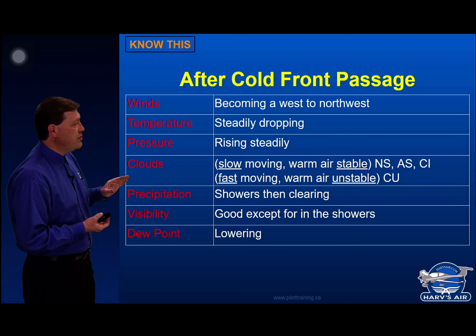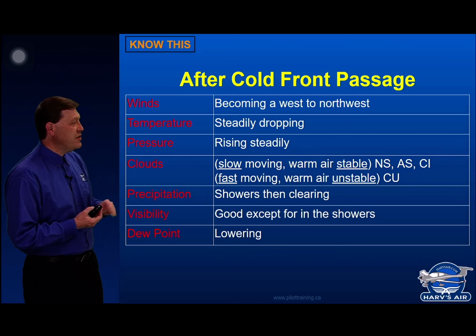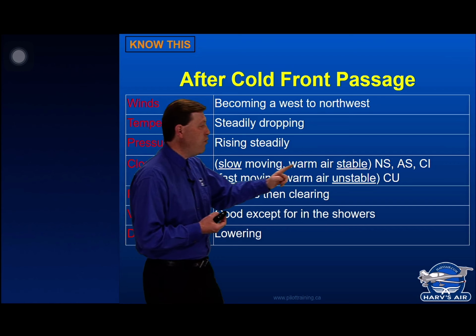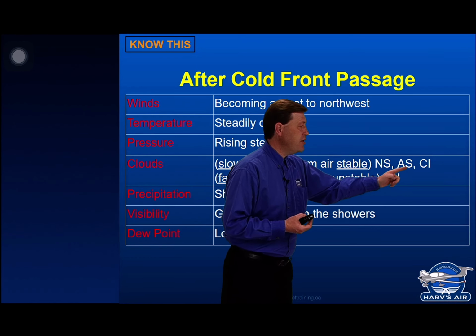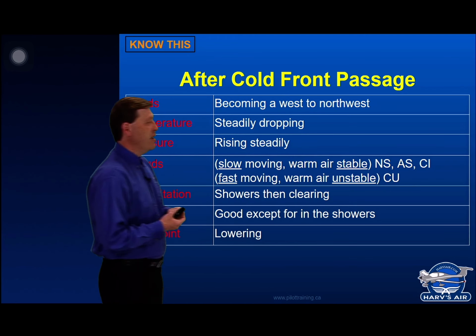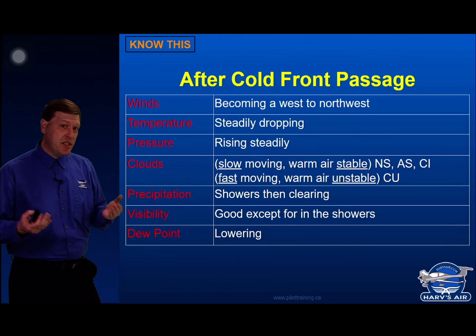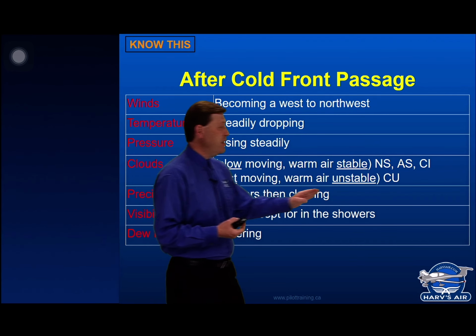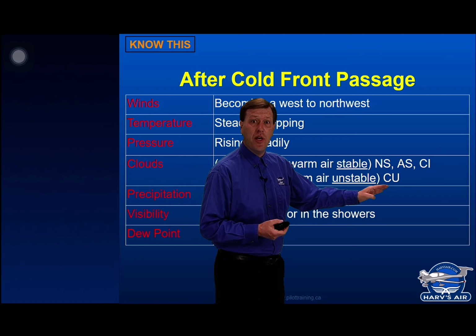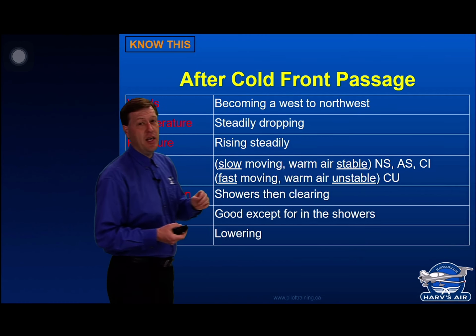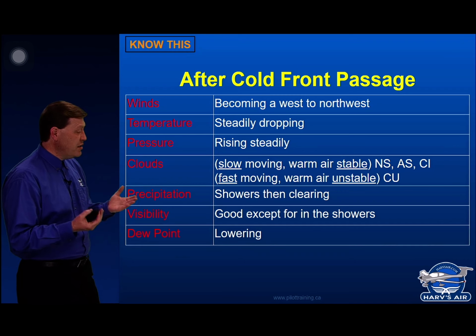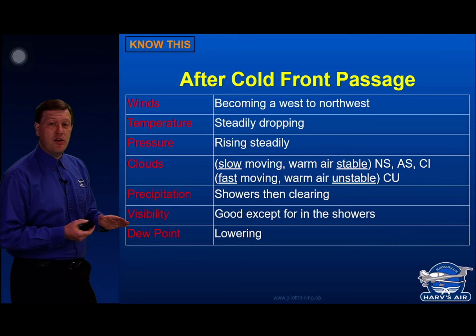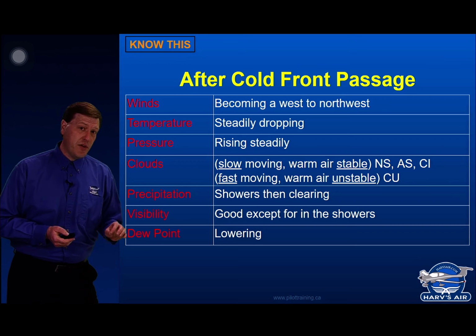The clouds, as we mentioned, if it's a slow-moving, warm, and stable air, nimbostratus, altostratus, cirrus. Okay, if it's fast-moving and unstable, well, that's where we definitely get the cumulus or cumulonimbus, towering cumulus, right? And then typically it will probably clear out. Precipitation, showers and clearing. Visibility, good, except for maybe in a few of those lingering showers.